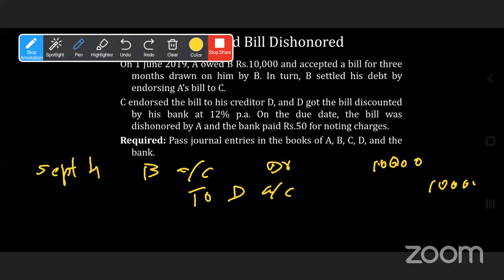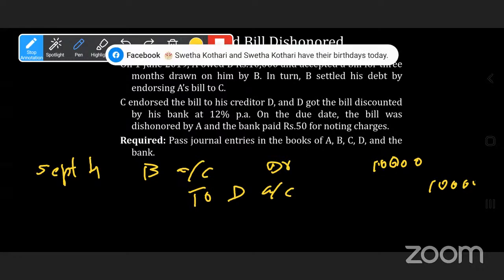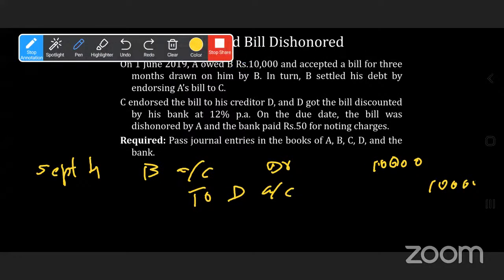B account debtor to D account because B has endorsed the bill to C. In turn, C has endorsed the bill to D. So that endorsed bill was dishonored and noting charges receivable. You have to write the narration as endorsed bill dishonored and noting charges receivable.